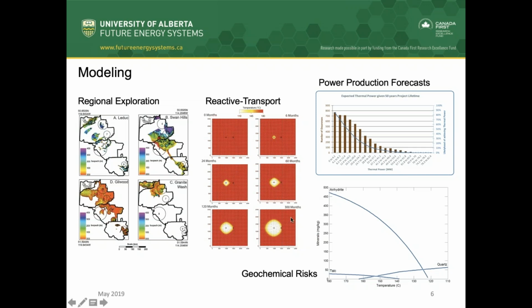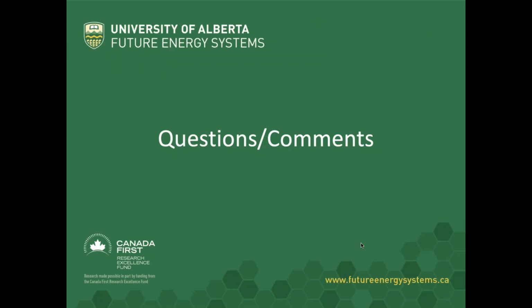This is a, what is this? This is a 30-year simulation, it looks like, maybe a 25-year simulation of the thermal evolution of a reservoir that's producing heat. So you can see we got thermal breakthrough here after 25 years. We do power production forecasts. That's what this Monte Carlo chart is, the bar graph. And then we can also do geochemical risk type modeling to let you know what types of minerals may precipitate in your geothermal system, where, and what the best ways to manage those risks are.